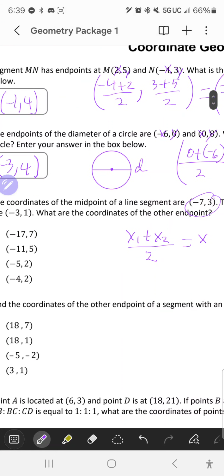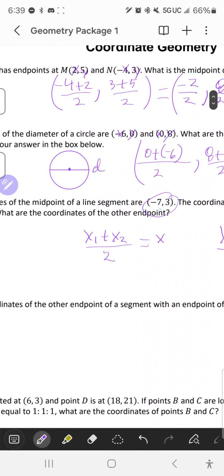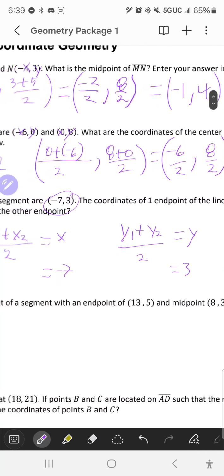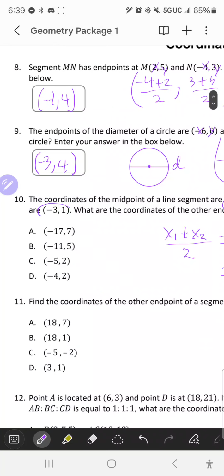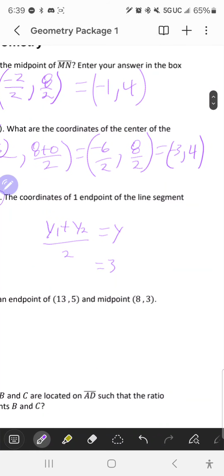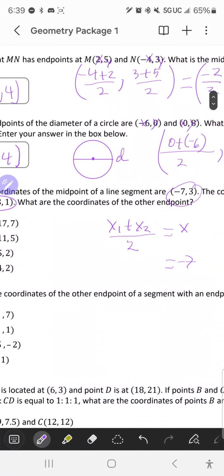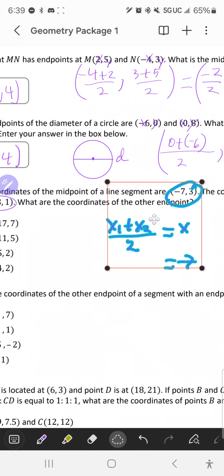So we have that the midpoint of the segment is -7, 3. This x right here is going to be -7 since it is the x value of the midpoint, and this y right here is going to be 3 since it is the y value of the midpoint. Now for the other two values we can just substitute the endpoint that we have. The coordinates of one endpoint of the line segment are -3, 1.